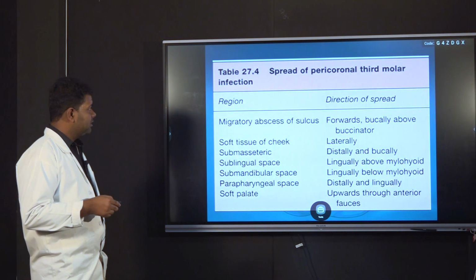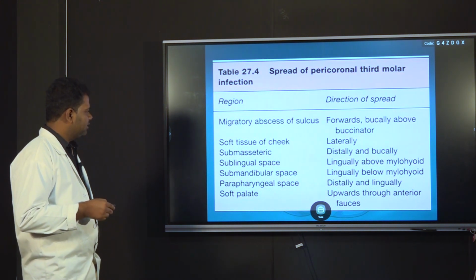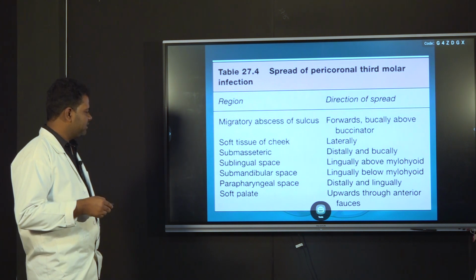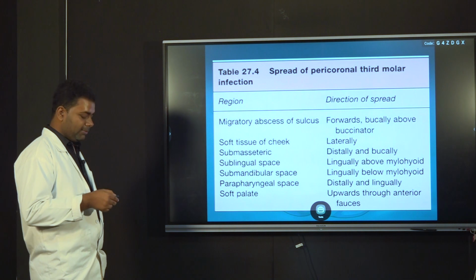So here these are the spaces that pericoronitis of the third molar can result in. Here the submasseteric space, sublingual space and submandibular space are the most common spaces. So these are according to the mylohyoid line.